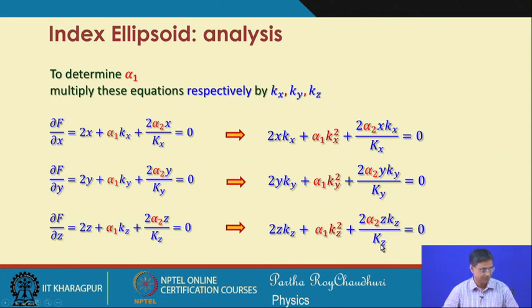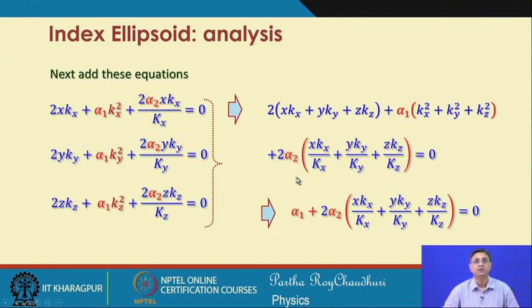So, we find this set of three equations when we multiply by k x, k y and k z. Now, we will add these three equations, which will give me 2 into x k x plus y k y plus z k z, and for the second terms, when added up, you get alpha 1 times k x square plus k y square plus k z square, and for the third term you get 2 alpha 2 x k x by capital K x, y k y by capital K y and so on, which is equal to 0.